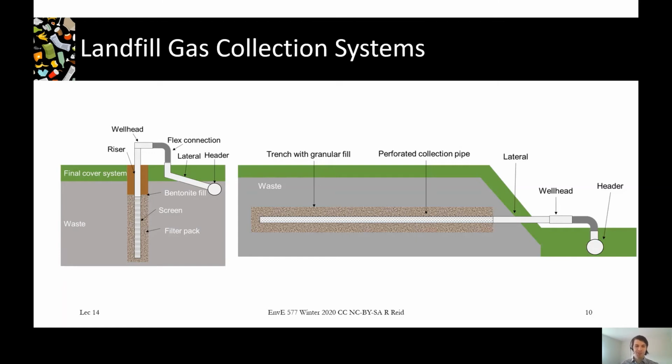And that's accomplished with either vertical wells or horizontal collection trenches, which just open up spaces in our massive waste and apply a vacuum to draw gas toward that well or trench rather than let it go out into the atmosphere. And these systems are never 100% effective. We usually use a number around 70% when we're modeling them. So a big chunk gets out, but we are able to capture a lot of it with these systems if they're designed properly.